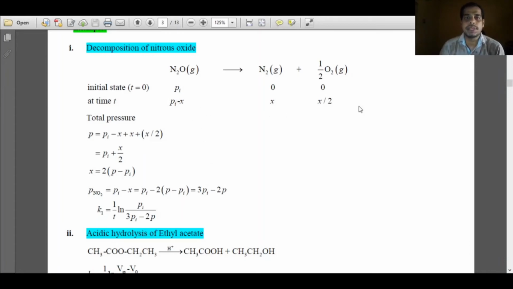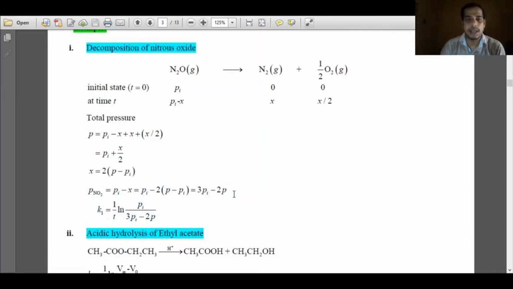Total pressure of all the gases after some time t. So my aim is to find out x in terms of P and Pi. So I can do that. Now what is the partial pressure of nitrous oxide after time t? It is Pi minus x. So then I'll substitute the value for x, then I'll get that the partial pressure of nitrous oxide is 3 Pi minus 2P.